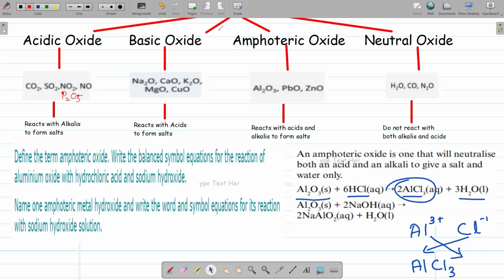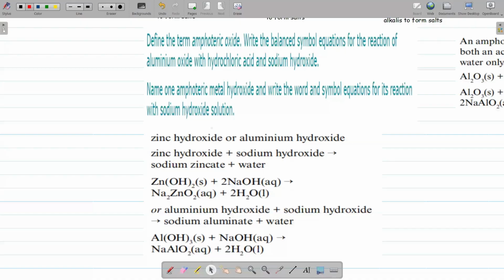Now go for the next question. Try to answer it on your own. Pause the video and answer it on your own. So: name one amphoteric metal hydroxide and write the word and symbol equation for its reaction with sodium hydroxide solution. They are asking you for a metal hydroxide. So you can either choose zinc hydroxide or you can choose aluminium hydroxide. And then you have to react it with sodium hydroxide.